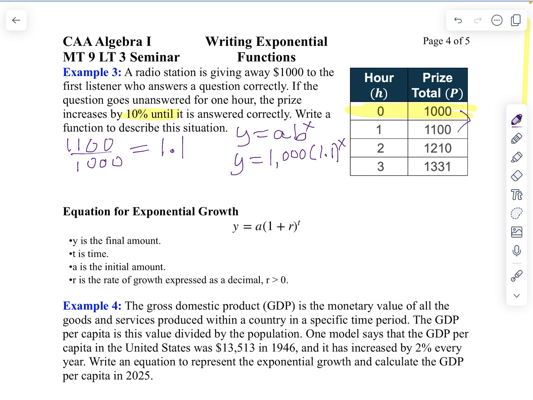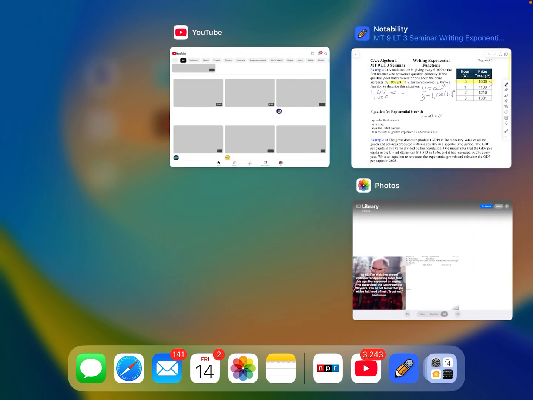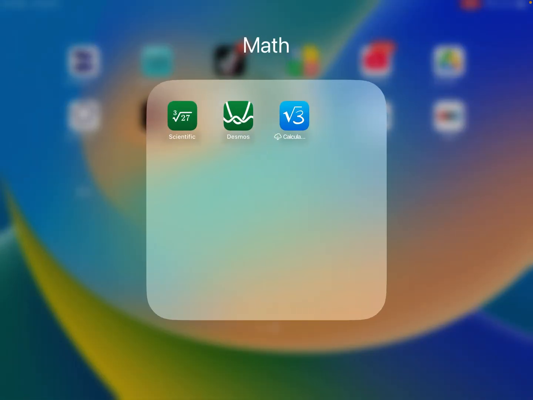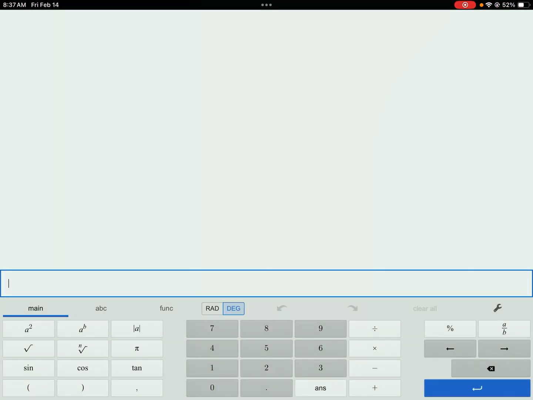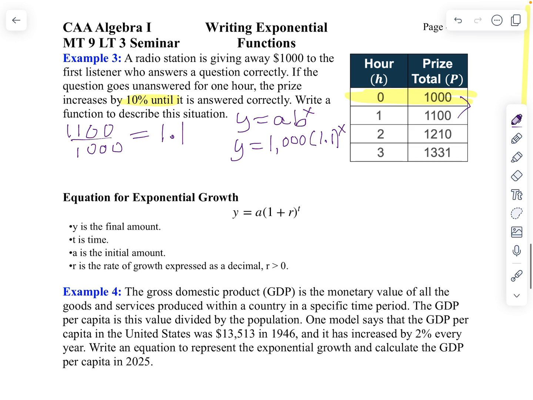I could double check that, take 1,000 times 1.1 to the second power. Let's actually do that. I've got to get my calculator open. So there we go, 1,000 times 1.1. We could square that, and notice we get 1210. Exactly what we predicted. This is an example of exponential growth. Example 3 is exponential growth.